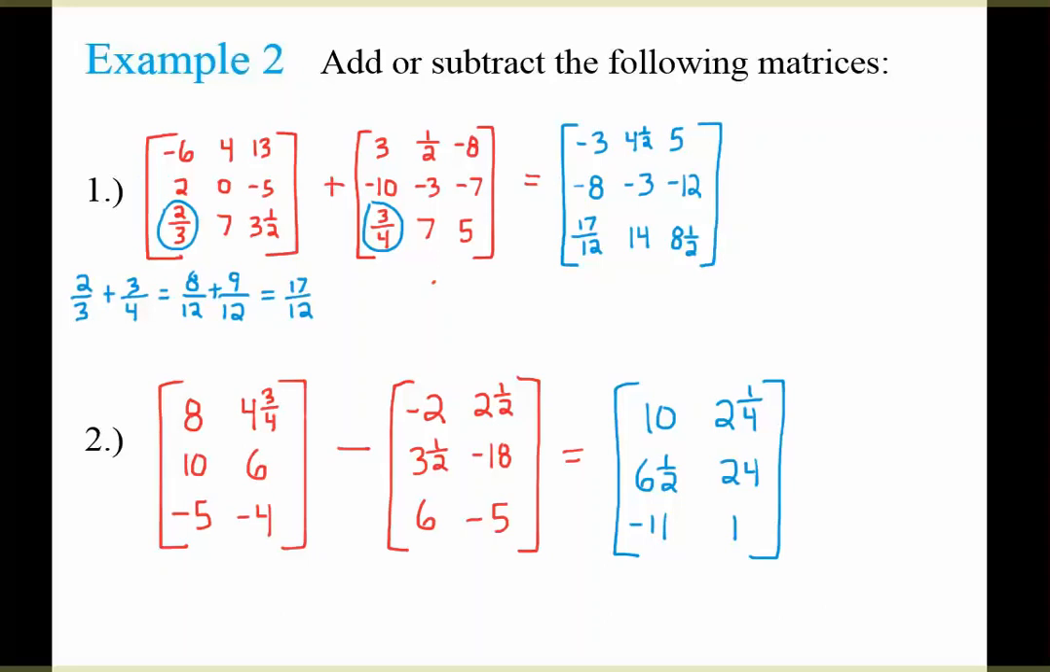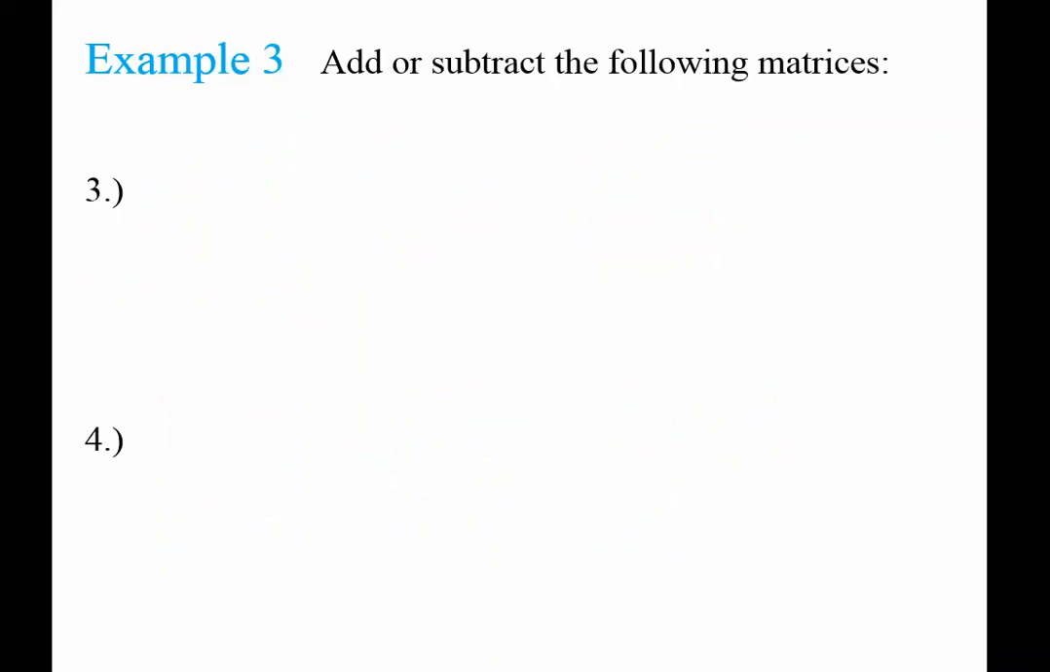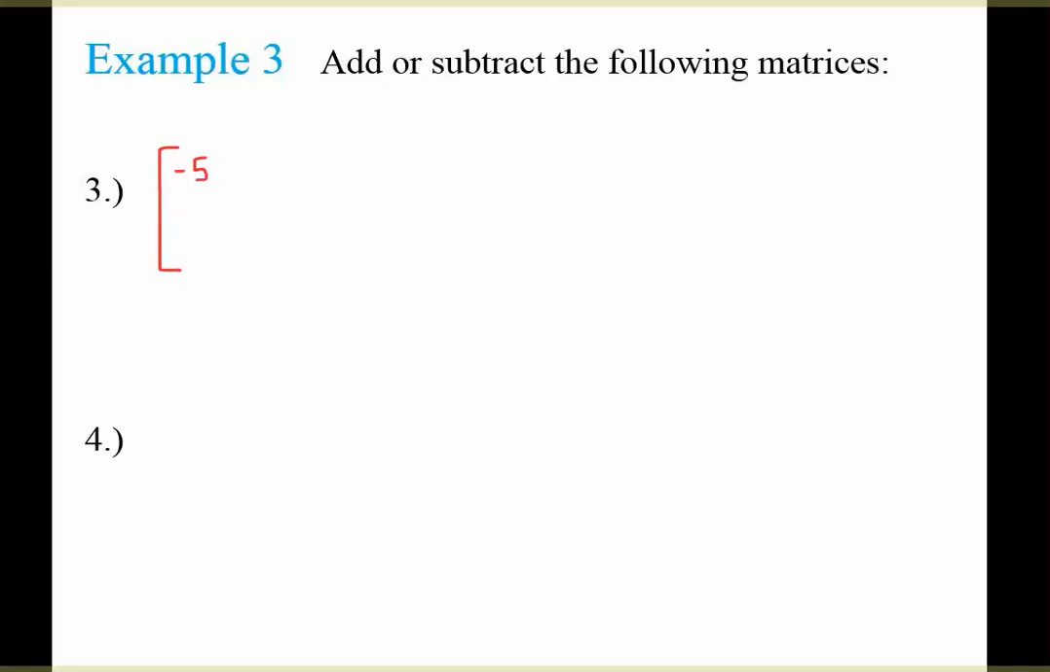Okay, let's get some more practice now. 2 more for you, and you will need to copy these down with me. Let's go ahead and get that pencil and paper ready. You probably already have it ready. All right, number 3. I'm going to give you a smaller one here. So this is going to be a simple 2 by 2 matrix. And we'll use -5, 0, 4, and 1/4.